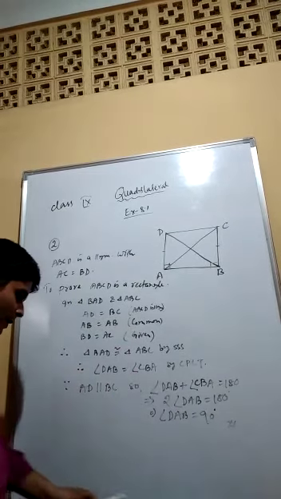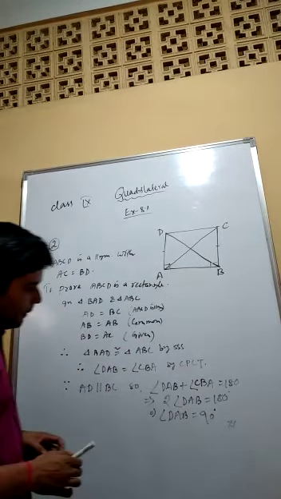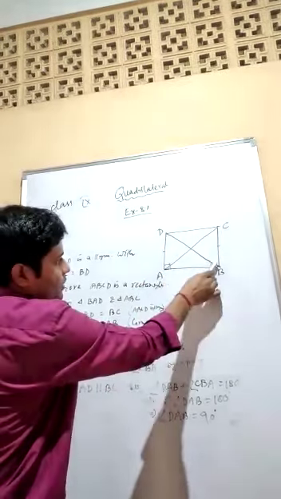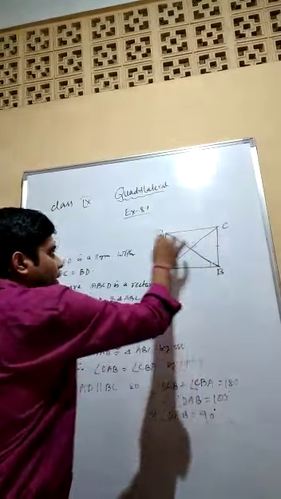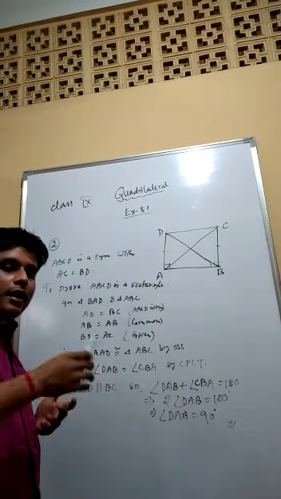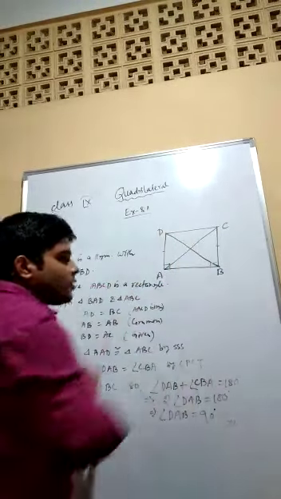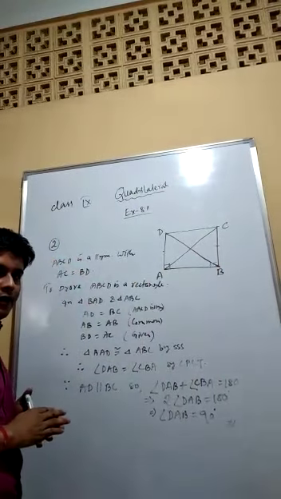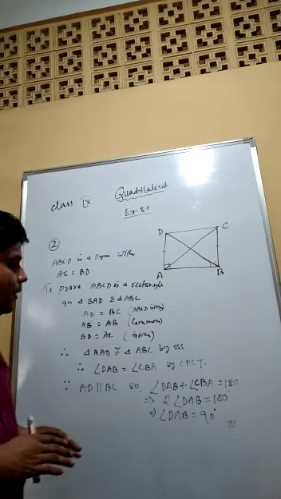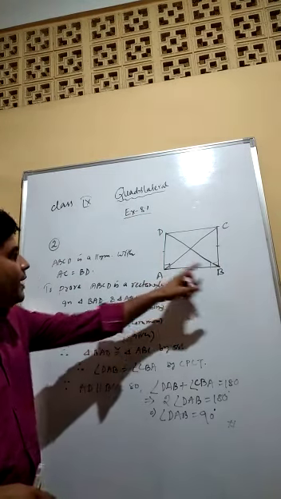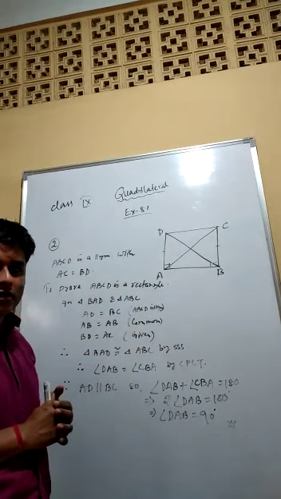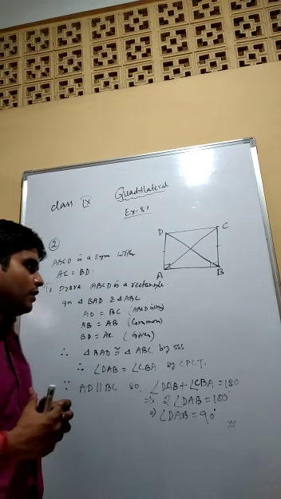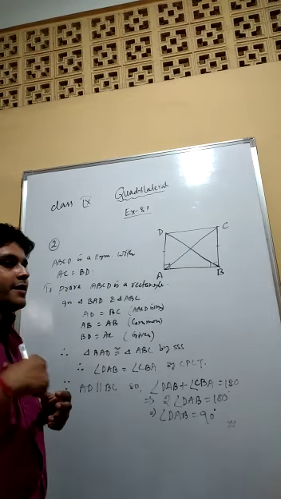Now you see that DAB is 90 degrees. If this angle is 90, obviously this one is 90. And ABCD is a parallelogram, and in a parallelogram the opposite angles are equal. That means this one is 90, so angle C is also 90; B is 90, so D is also 90. That means we have proved that in this parallelogram the angles are 90. So this is a rectangle.